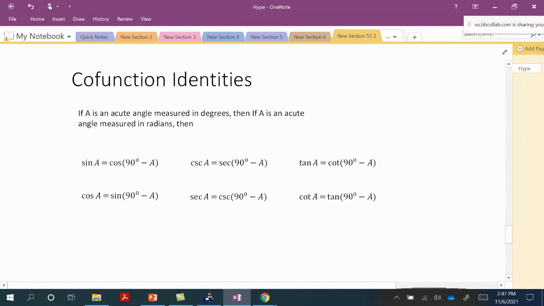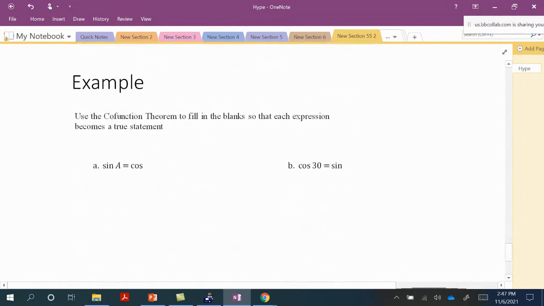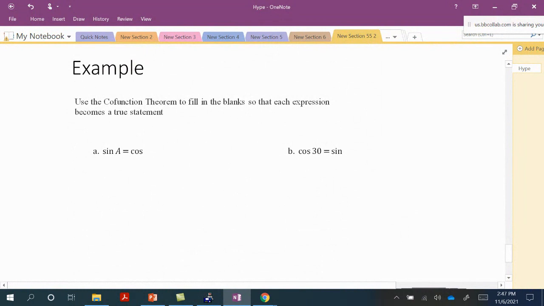Now we'll use these cofunction identities to simplify some problems. Here we use the cofunction identity to fill in the blank so that each expression becomes a true statement. In our first example, we're given the sine of A is equal to the cosine of blank. Well, if we take a look at our cofunction identities, we see that the sine of A is equal to the cosine of 90 degrees minus A. So our solution here is 90 degrees minus A.